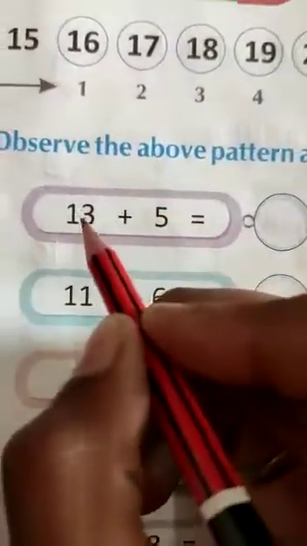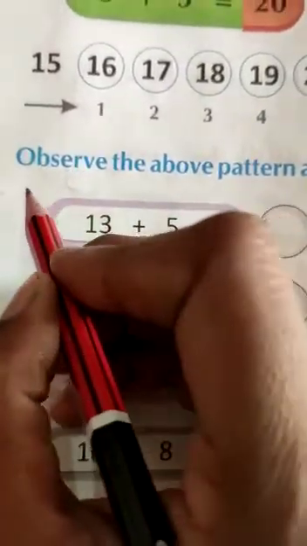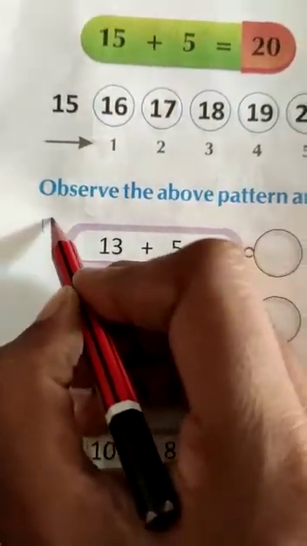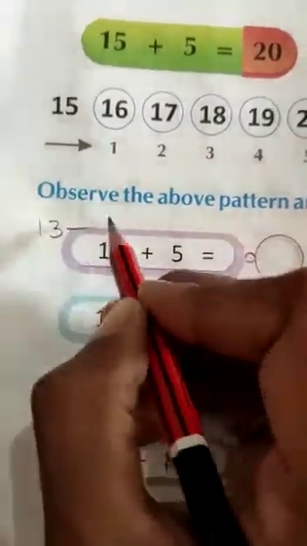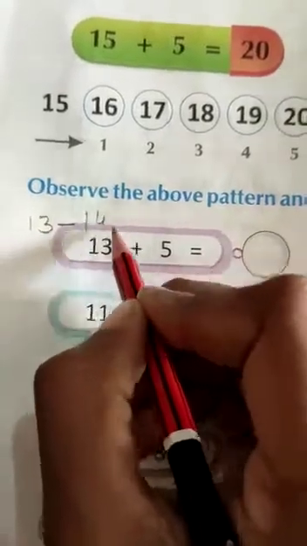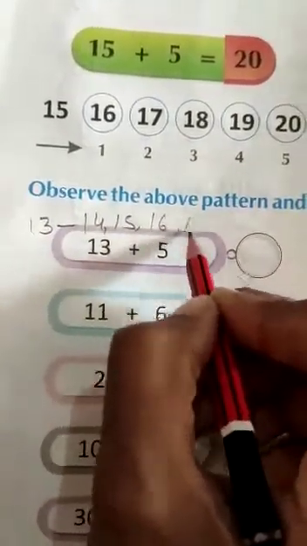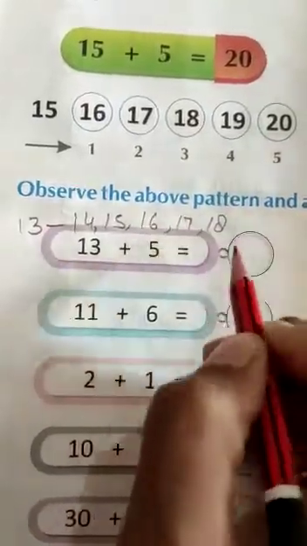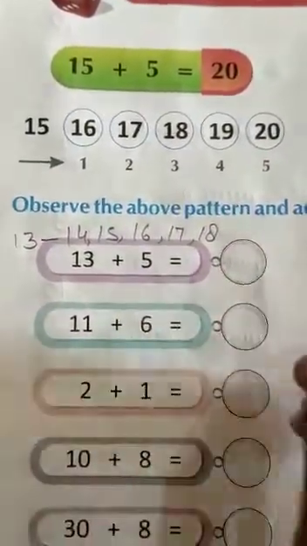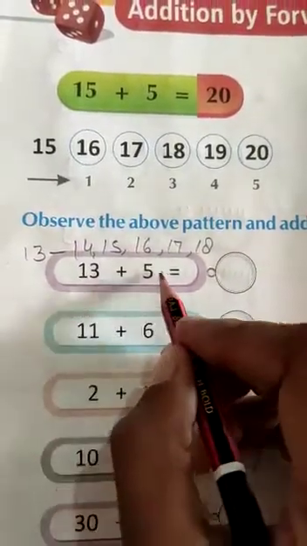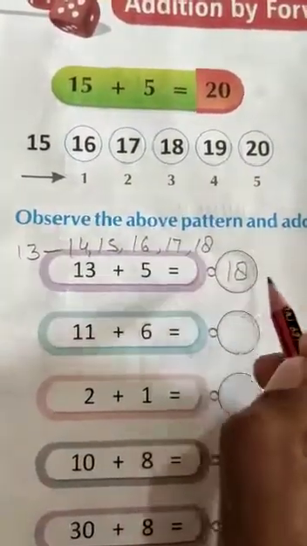So students, 13, 14, 15, 16, 17, 18. So 13 plus 5 is equal to 18.